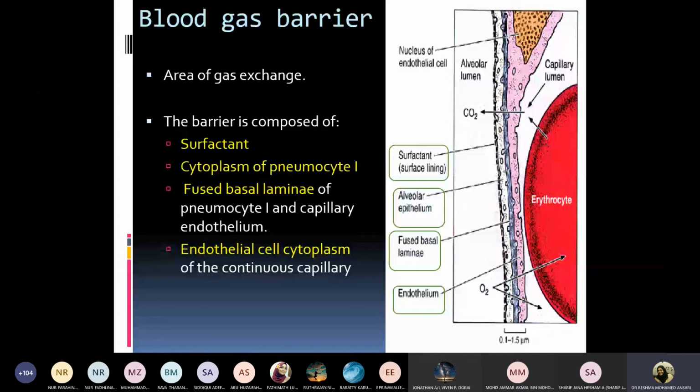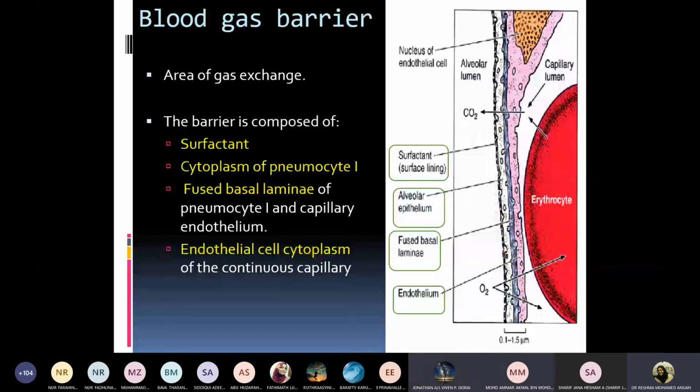When there is fluid in the lungs, the fused basal lamina of the pneumocyte and capillary endothelium separates, and that's where the fluid enters. So if a patient has pulmonary edema, the oxygen will enter through the surfactant, go to the alveolar epithelium, then it has to pass through the fluid, then through the endothelial cell cytoplasm, and only then go to your heart. So it takes a lot of time to travel there. That is why in cases of fluid in the lungs, the patient goes into respiratory distress. Am I clear?